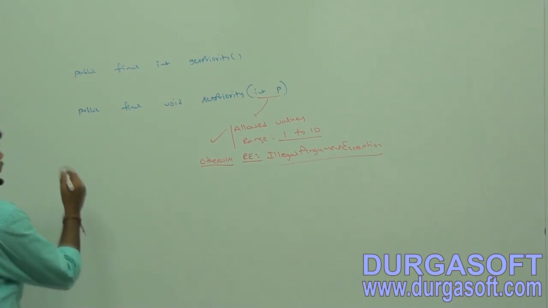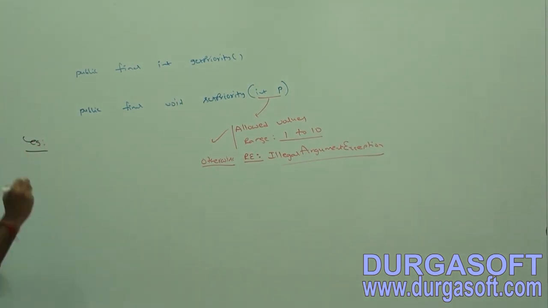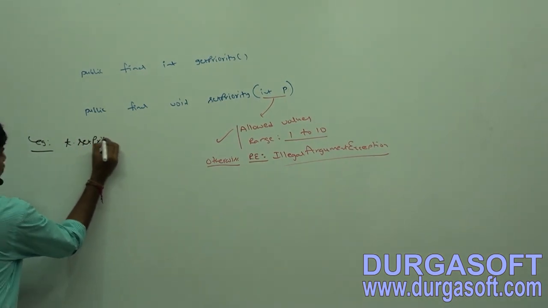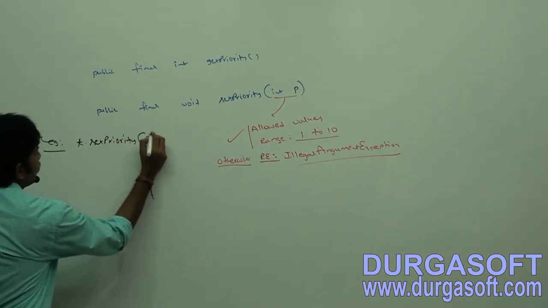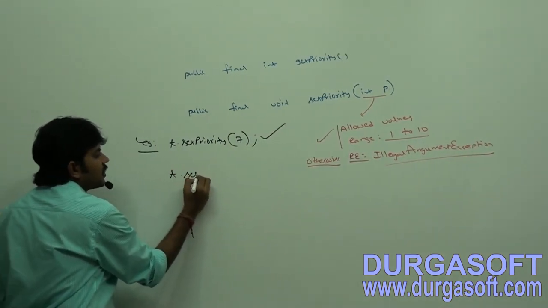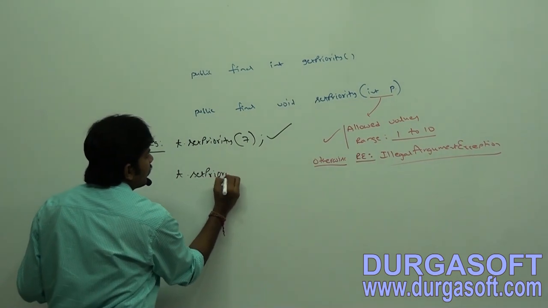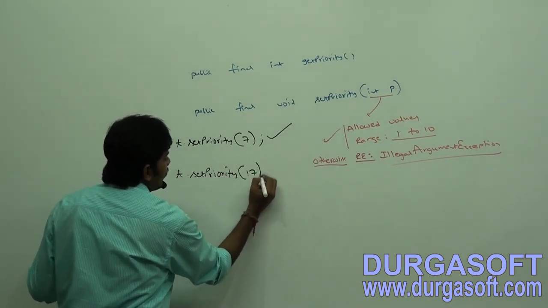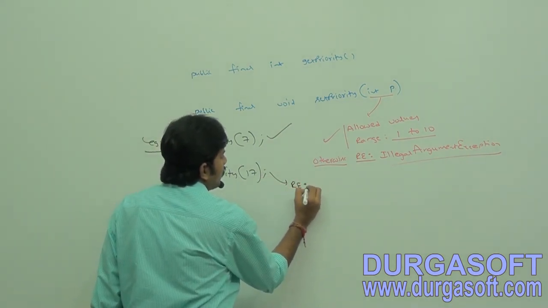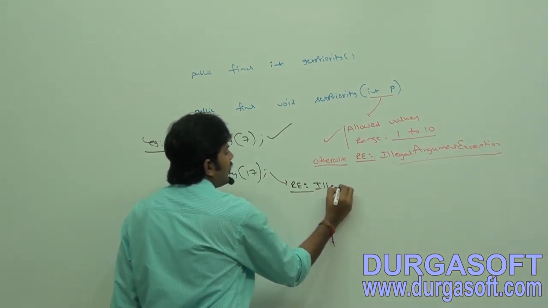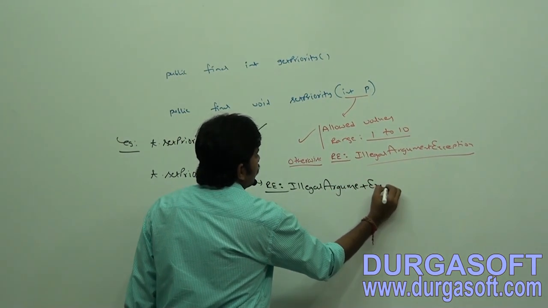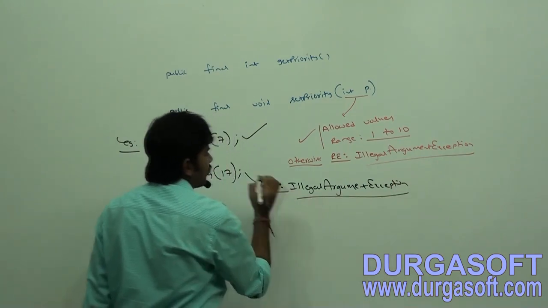You may expect an example. If I take t.setPriority(7), valid or not? Valid. And t.setPriority(17), like I'm taking. What will happen? IllegalArgumentException, like we are going to get.